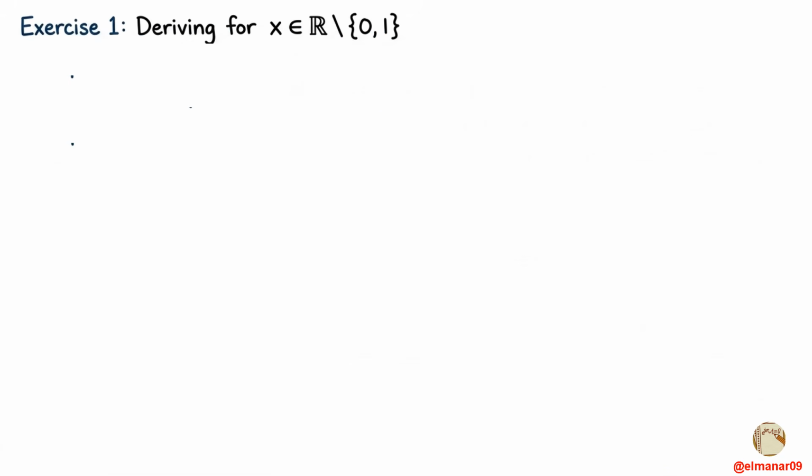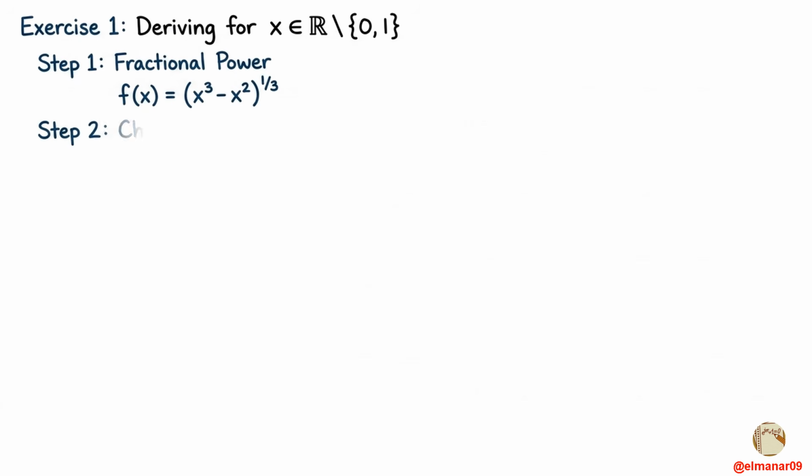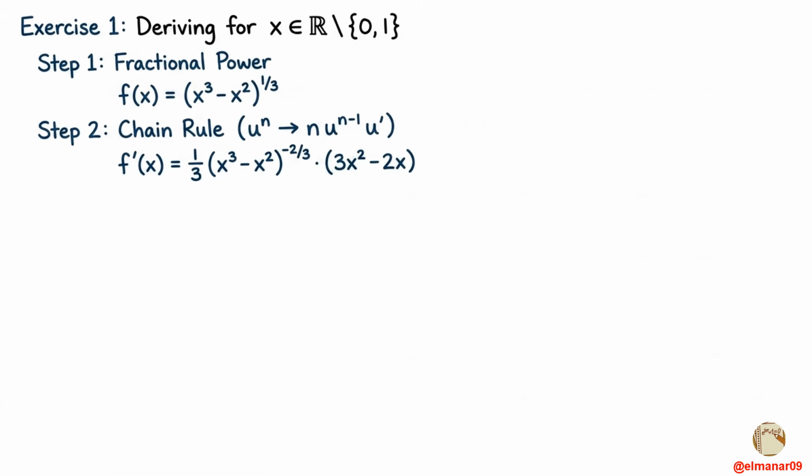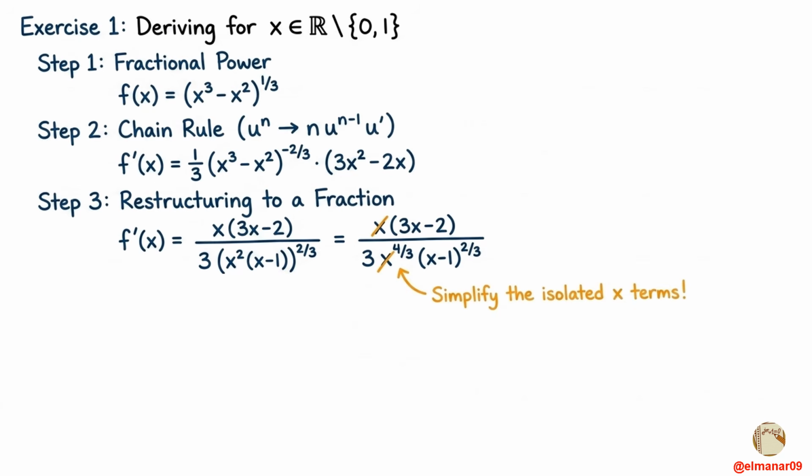Now, let's find the derivative for everything except those boundary points 0 and 1. Step 1. Turn the cube root into a fractional power, x cubed minus x squared to the power of 1/3. Step 2. Apply the chain rule. The 1/3 comes down, the exponent becomes negative 2/3, and we multiply by the derivative of the inside, 3x squared minus 2x. Step 3. Restructure it as a fraction. This puts our original term squared in the denominator under a cube root.